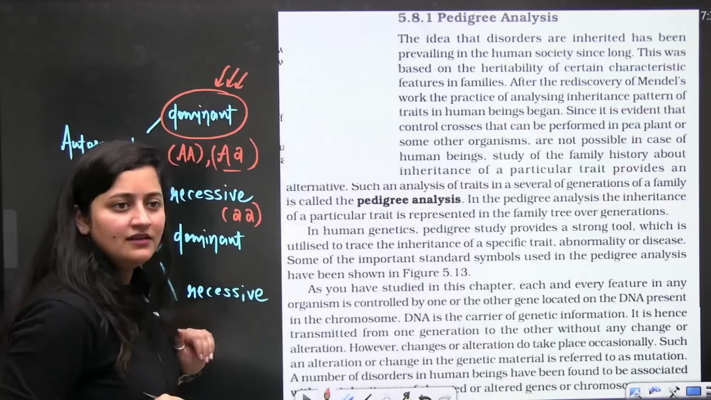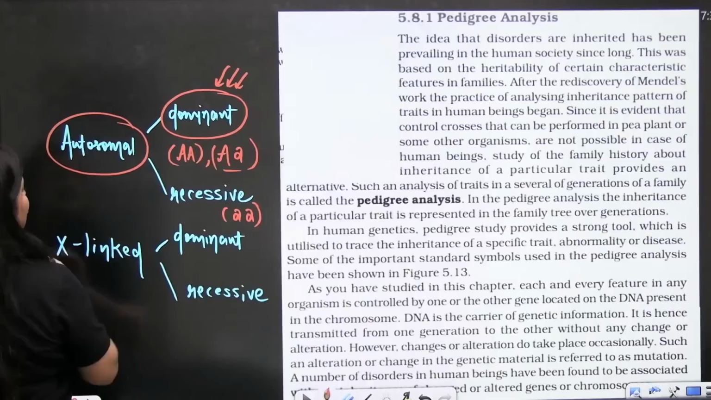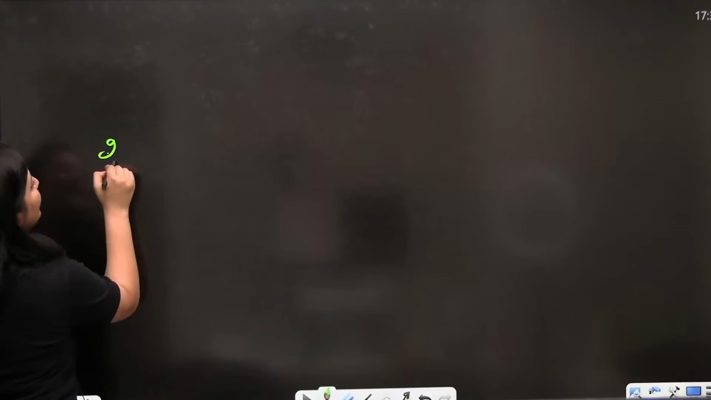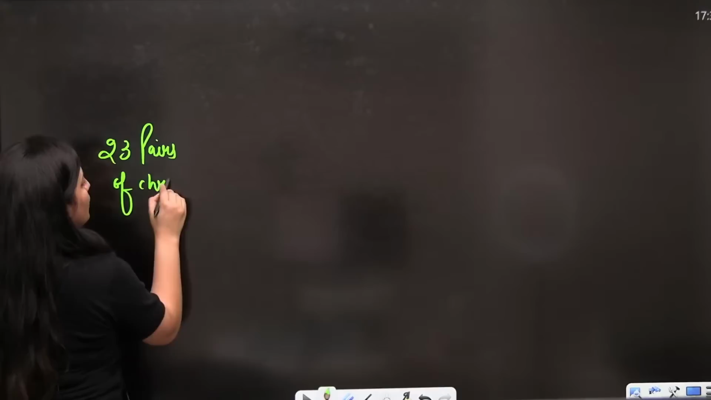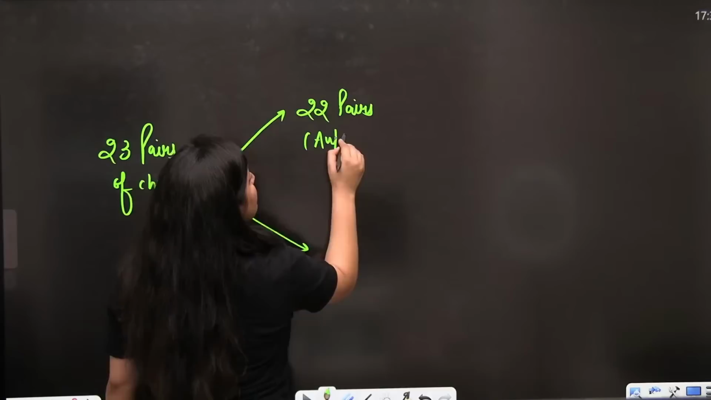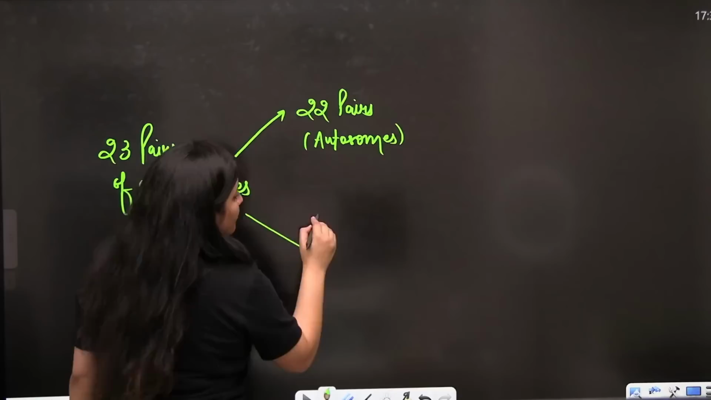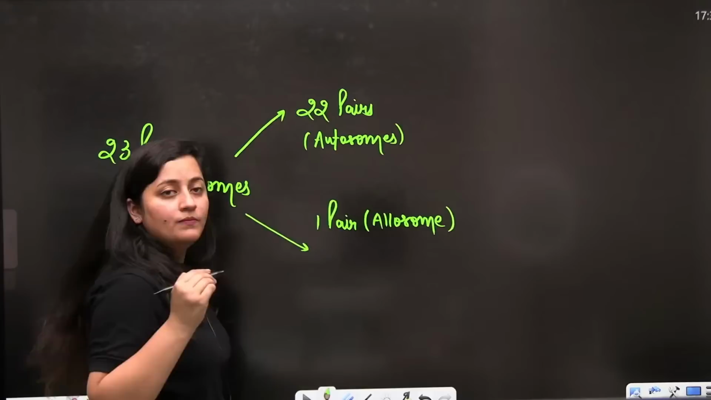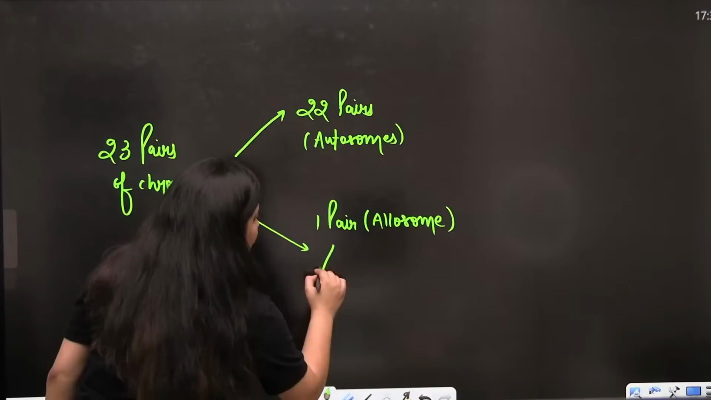Now, what is the meaning of autosomal and X-linked? It's very simple. You know that we have 23 pairs of chromosomes. Out of that, 22 pairs are autosomes. They are normal body chromosomes which control other characters. But one pair we call allosomes. This pair is going to control the sex of that individual, whether male or female. For female, it is double X. For male, it is XY.